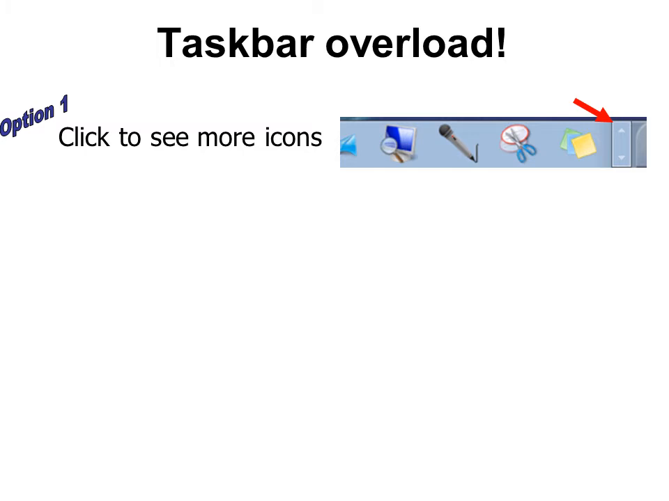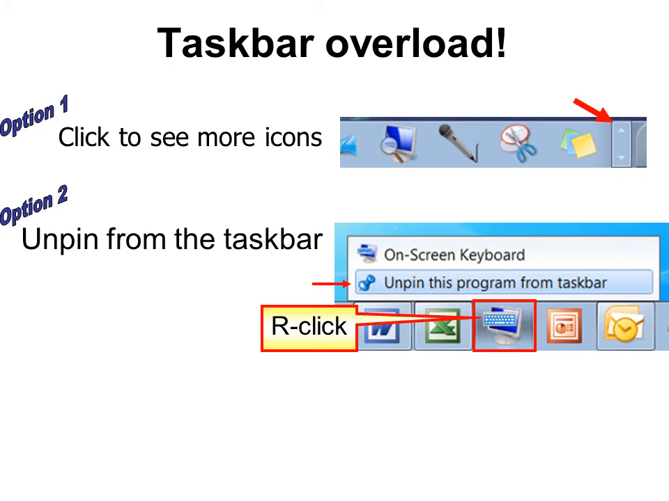Alright, so now you've got all these great toolbars pinned to your taskbar. How do you see them all? Well, we've got multiple options. We're going to show you 4 options to see more icons. The first one, you can see here, there is a bar here with an up and down arrow. That'll show you more of your icons.